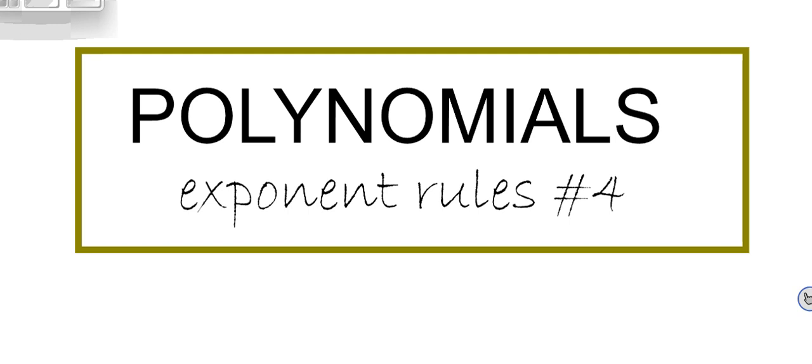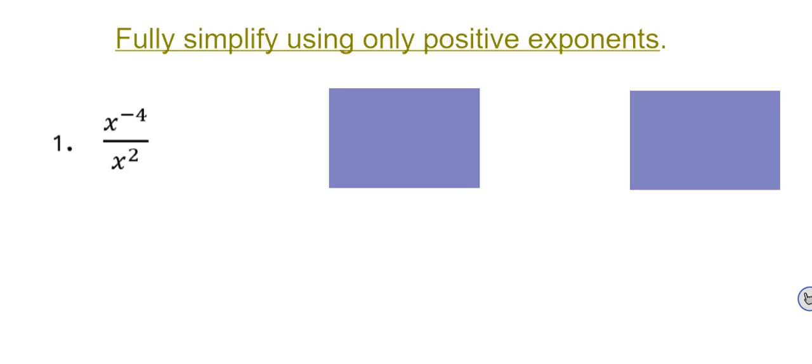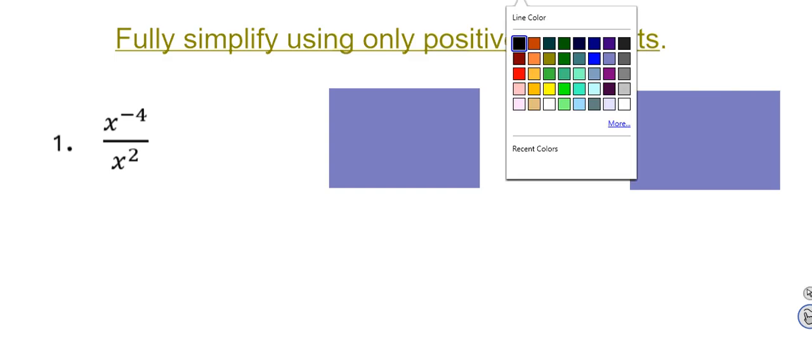Okay, here we go. Polynomials, exponent rules number 4. And this is just focusing more on when we have negative exponents. So we've seen negative exponents when we started dividing. We started seeing those. But sometimes when you start the problem, you're going to see negative exponents. So let's make sure we're ready for that.